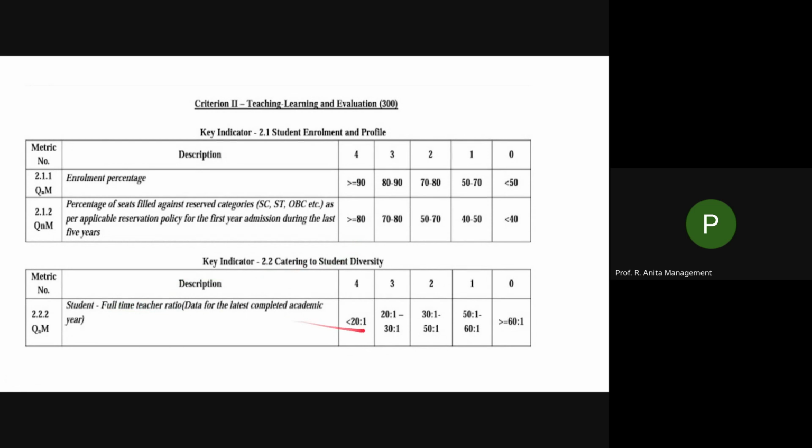And the student to full-time teacher ratio, they tell for the PG level, it should be 1:15. And if it is less than 1:20, that is 20 students and 1 faculty, then if it's lesser than that, you're going to get 4, right? So that is where you need to achieve the benchmarks. If you achieve this, this is the score that you're going to get.